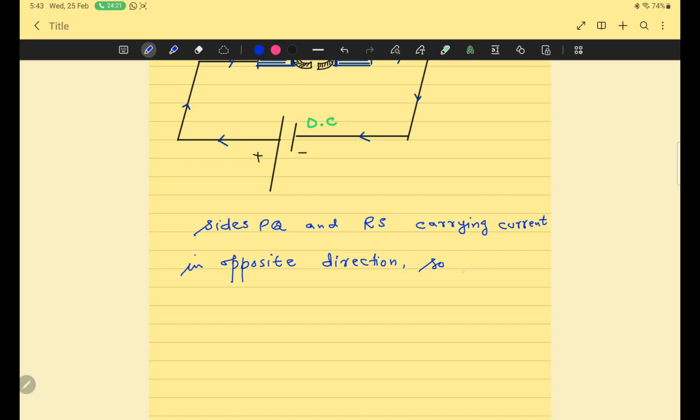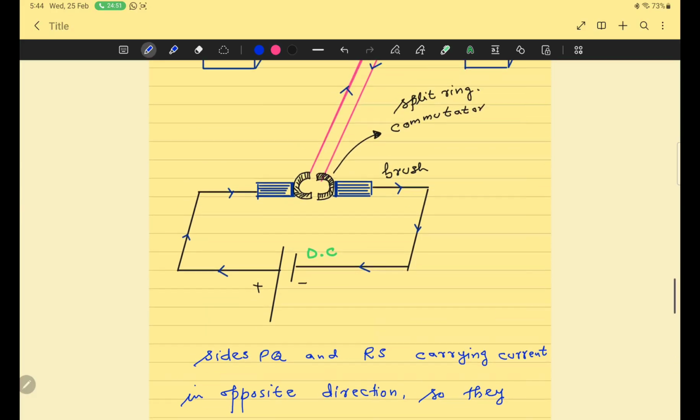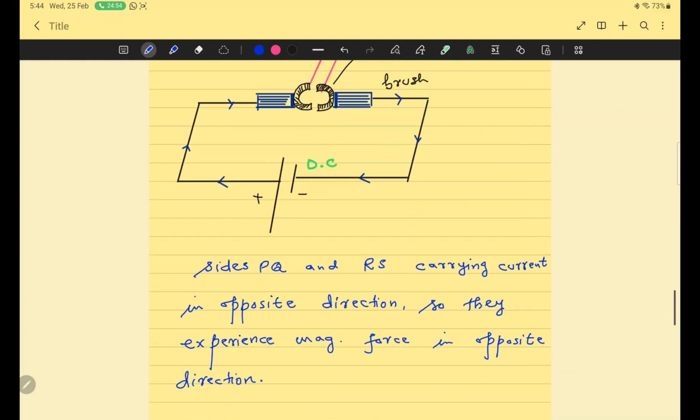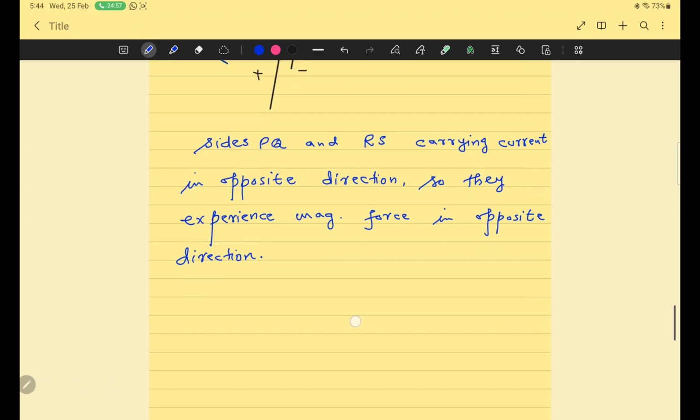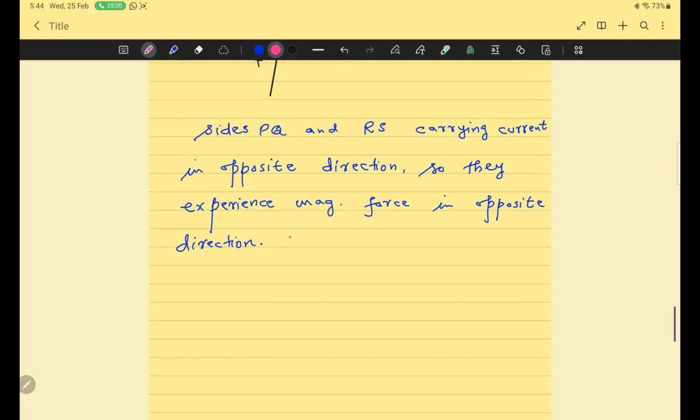So they experience magnetic force in opposite direction. Current is in opposite direction, so magnetic force will also be in opposite direction. Two forces act on the coil in opposite direction. So due to this couple of magnetic force, the coil starts rotating.